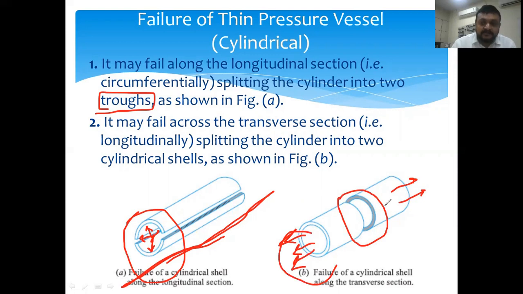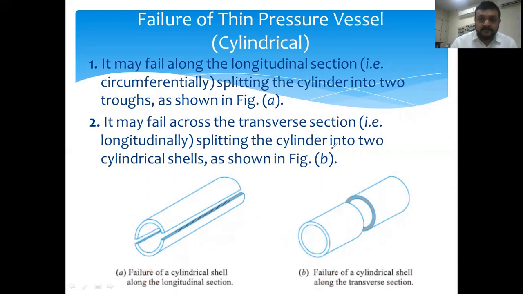In both cases, the pressure vessel may fail. The first is called the circumferential stress, and the second is called the longitudinal stress. In circumferential stress it is converted into two troughs, and in longitudinal stress it is converted into two separate cylindrical shells, as shown in the figure.